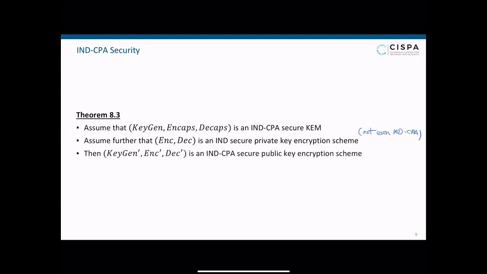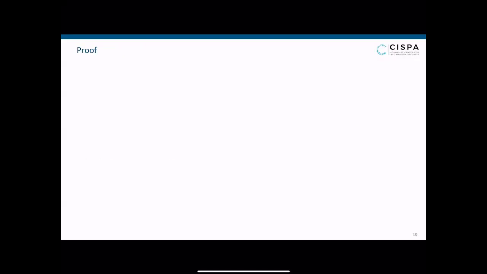Then keygen prime, enc prime, dec prime is an IND-CPA secure public key encryption scheme. Right, and again, why is IND-CPA security sufficient? We're just using this key K once, right? So under the key K, you will just get a single ciphertext. And as last time, let's again just look at the interesting part of the proof.